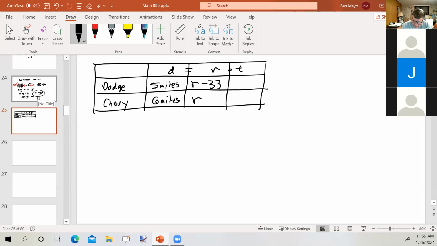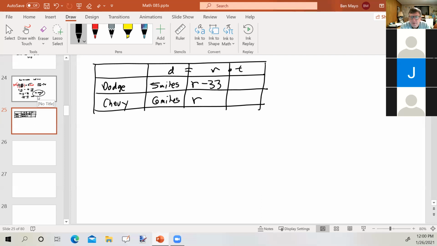Well, there's 2 things in the table I don't have filled out. Those are the times for both the Dodge and the Chevy. Do we know, let me read the story again. Do we know anything about the times? It says this: the top speed of a Dodge Charger SRT8 is 33 miles per hour less than the top speed of the Chevy Corvette Z06. At their top speeds, a Corvette can travel 6 miles in the same time that a Charger can travel 5 miles. Find the top speed of each car. Do we know anything about the times?